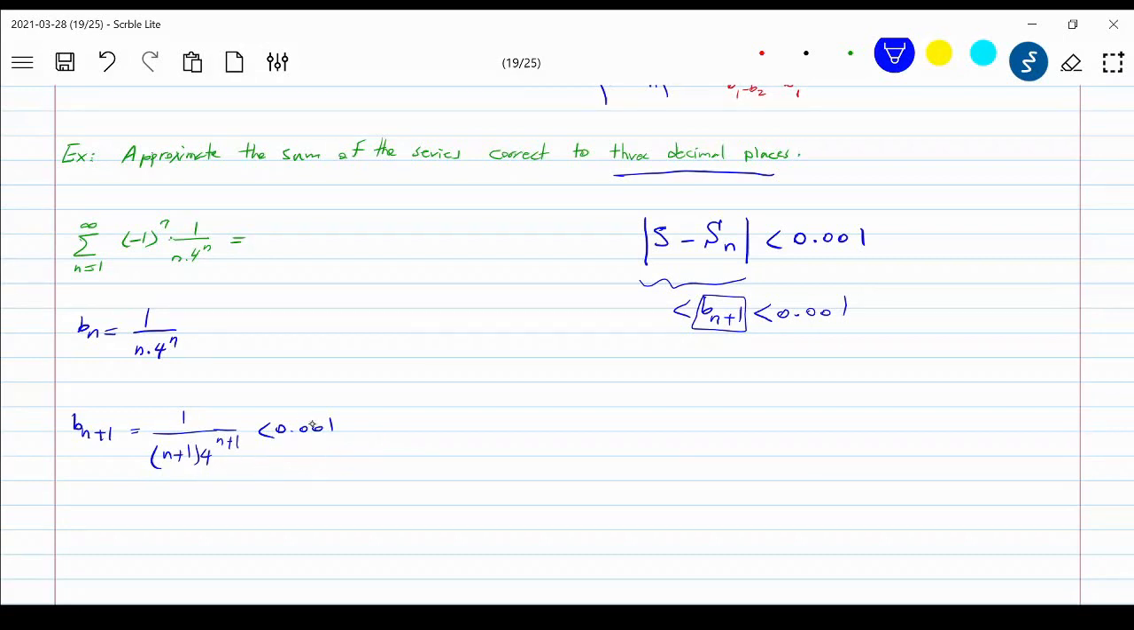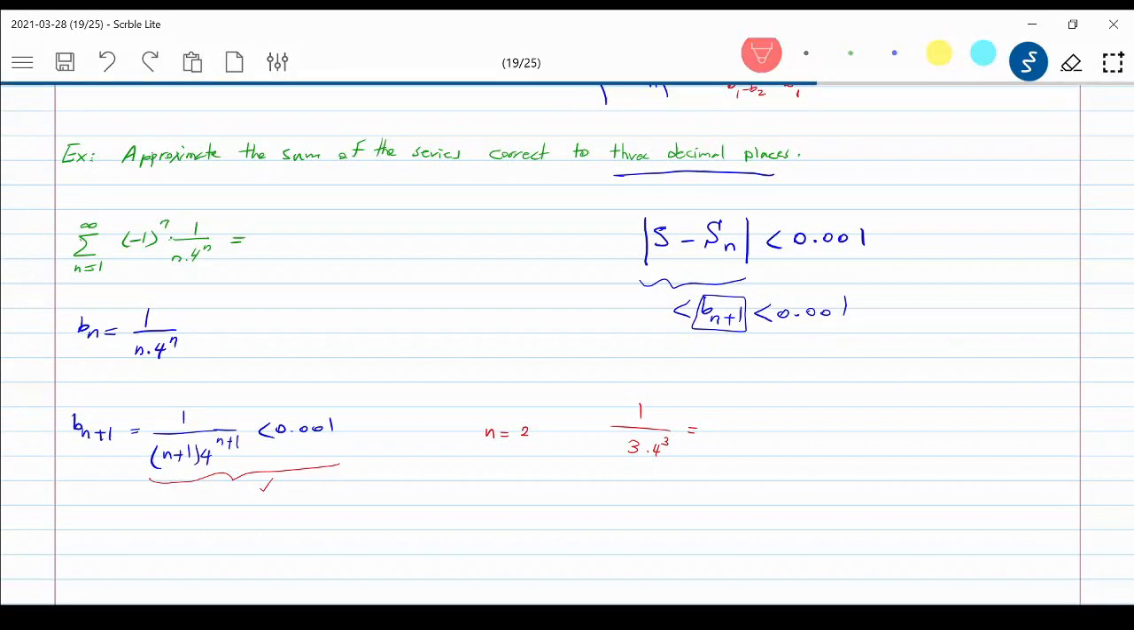You can simply replace different numbers to see what happens. For example, if I pick n equals 2, to see if this inequality is satisfied or not, we get 1 divided by 3 times 4 to the power 3. What is that number? I should have a calculator at the moment. Sorry, one second, let me get a calculator.